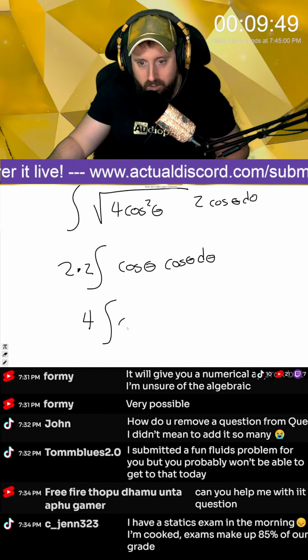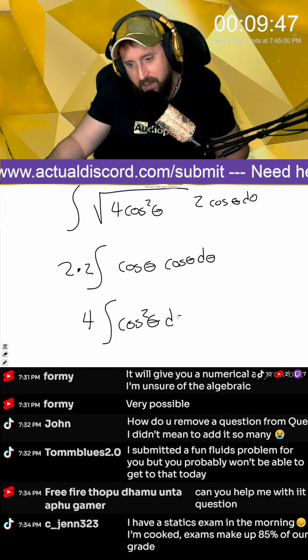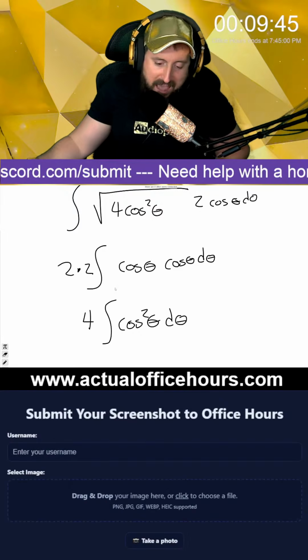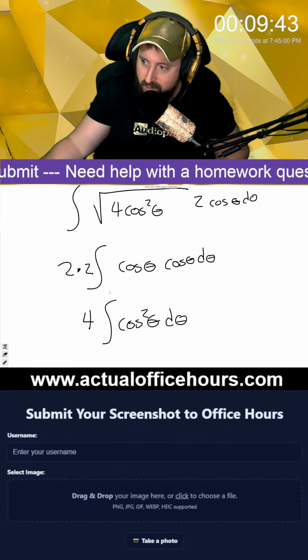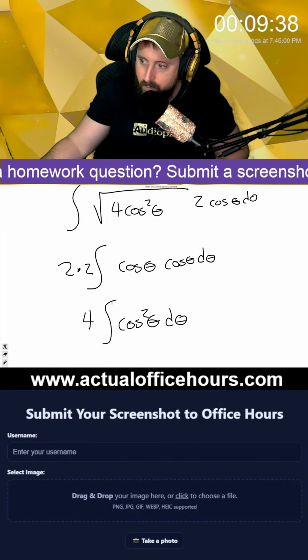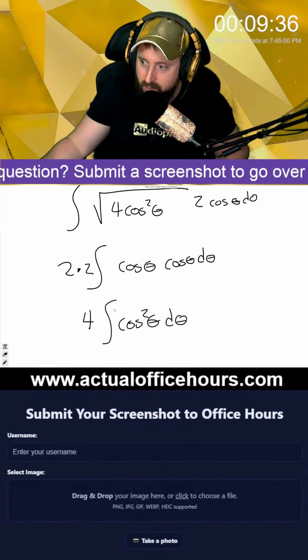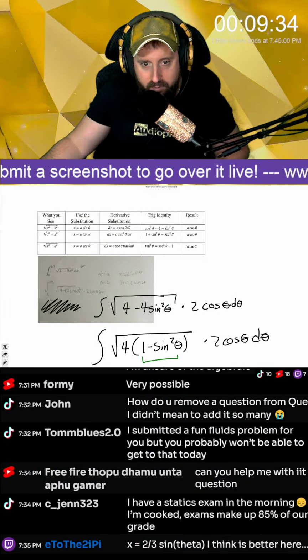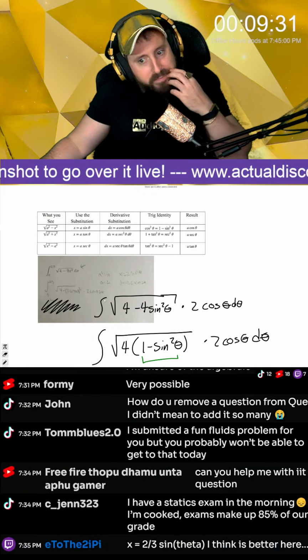So this is 4 cosine squared theta d theta. And then this one I think is a half angle identity. X equals 2/3 sine theta, I think is better here. Is it? Oh, sorry, I haven't even looked at the bounds.